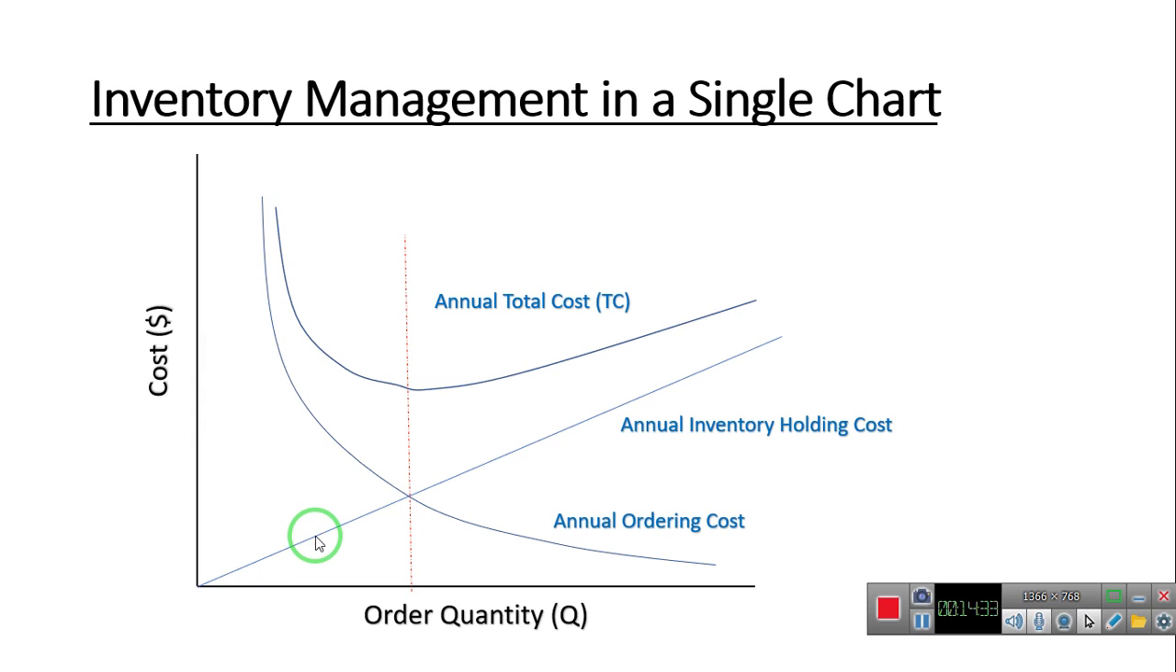Now, on the other hand, we have annual inventory holding cost, and this is the cost of just having the stuff within your reach instead of at the supplier. There's a cost to that. It could be measured in dollars, it could be measured as a percentage, sometimes you need to finance it, so there will be a percentage rate because you're taking a loan to finance that inventory. So the higher the order quantity, the amount of stuff that you're ordering, the higher the cost.